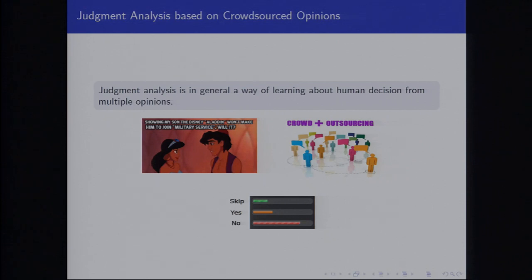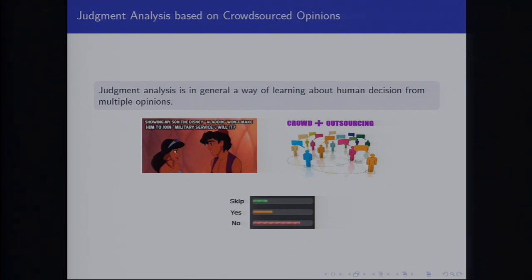Let's start with an example. Suppose one person is asking a question: showing my son Disney's Aladdin would not make him want to join military service, will it? He can outsource this question to the crowd by posting it on social media and get public opinion over it. Suppose there are three possible options: skip, yes, and no. According to majority voting, no will be the final answer.